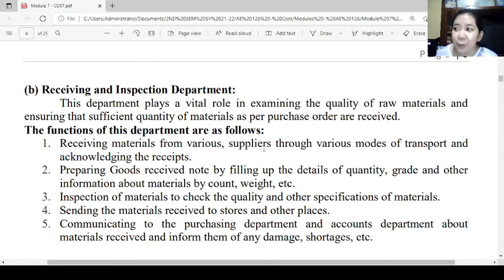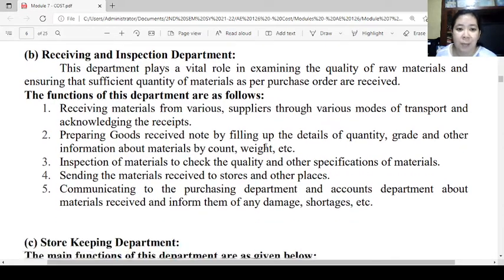So this is to control the receipt of the materials, if that indeed is what was ordered. This is very important in control as well.